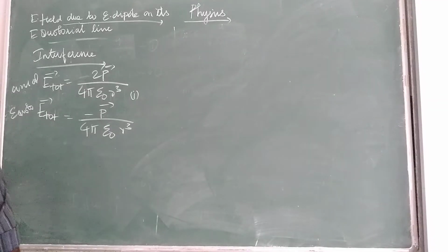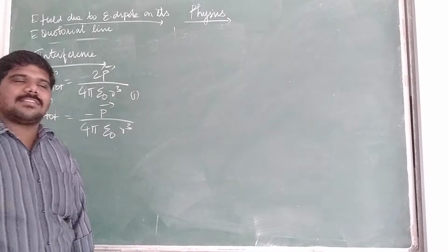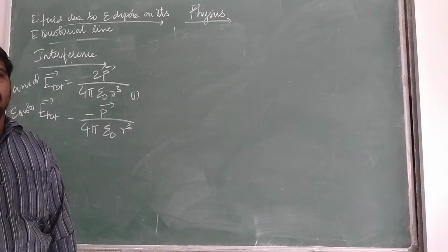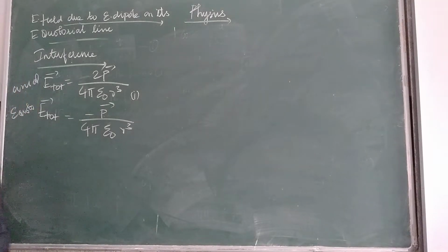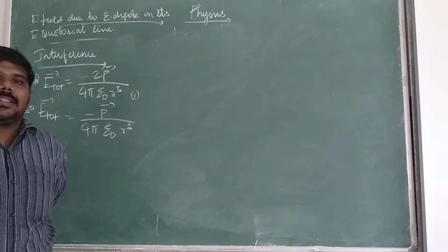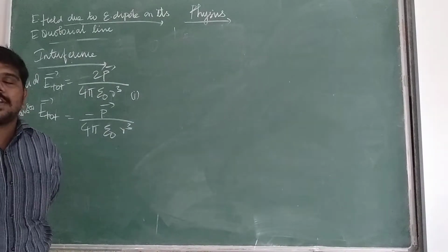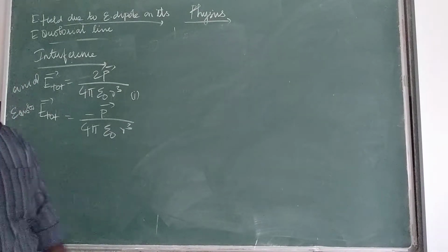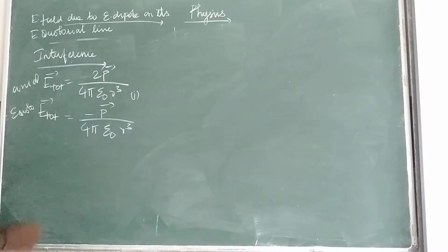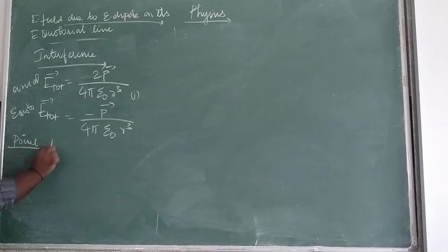The electric field due to an electric dipole on the axial line is twice the electric field due to an electric dipole on the equatorial line. The direction of the electric field on the axial line will be along the direction of the dipole moment, but the total electric field on the equatorial line will be opposite to the direction of the dipole moment.